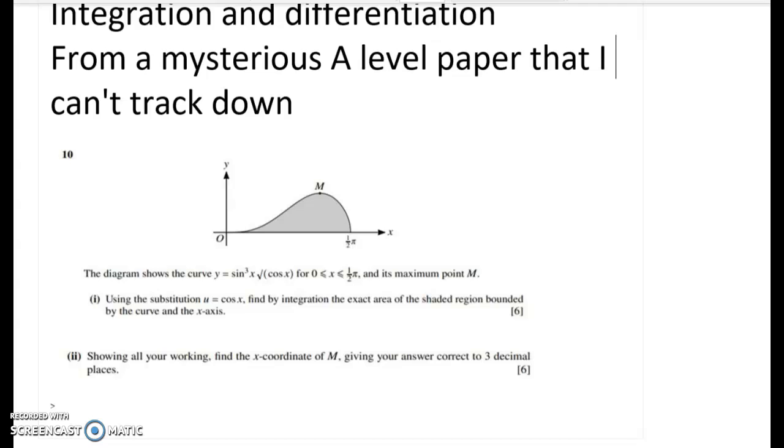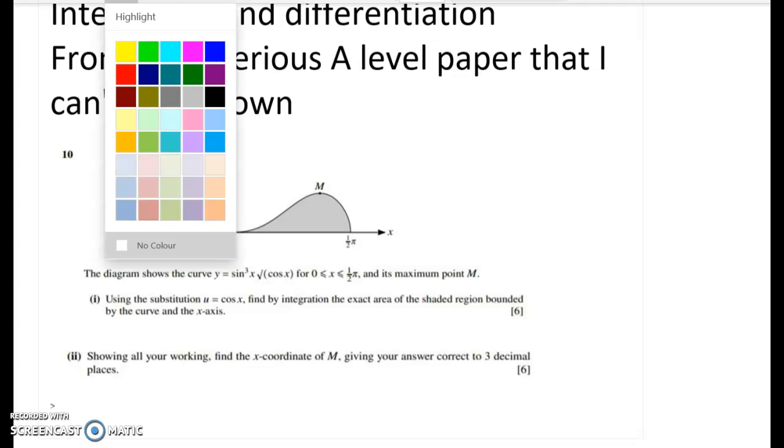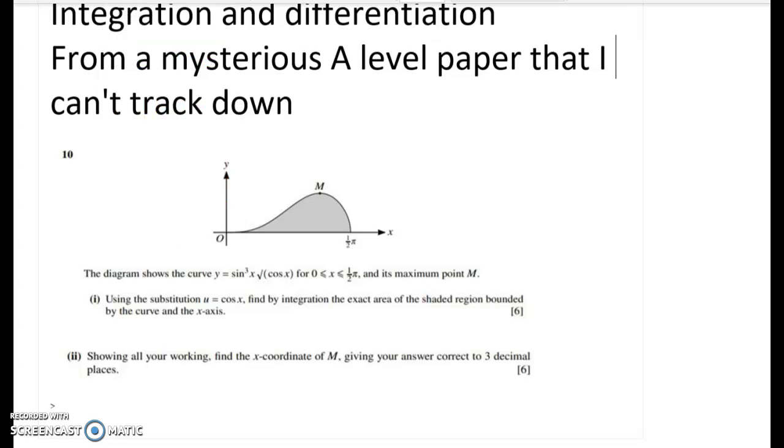So I want to take a look at what we've got before I start. We've got a curve of y equal to this trig expression, and we've got just a part of this curve, where x is between 0 and pi on 2, and its maximum point M is up here. The first thing we're asked to do is to use a substitution to figure out the area of that shaded region. And then the second thing we have to do is to find the x coordinate of M.